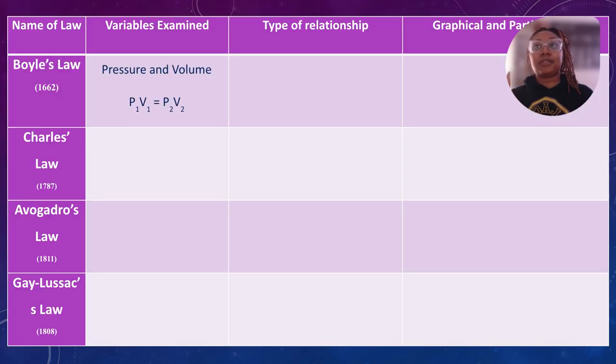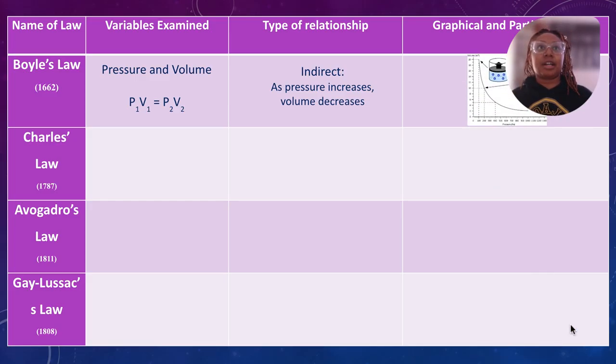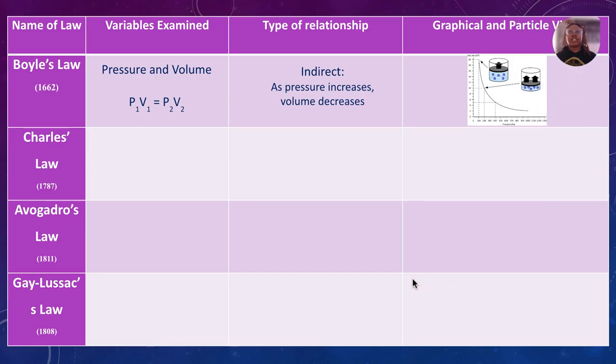So there's a couple of gas laws we want to look into. The first is Boyle's law. So Boyle looked at pressure versus volume. And what he found is that they have an indirect relationship. All right, so I'm going to move myself so that you guys can see this better. All right, so this is actually called the graphical and particle view. All right, I want to make sure you have all the views so that you can see it.